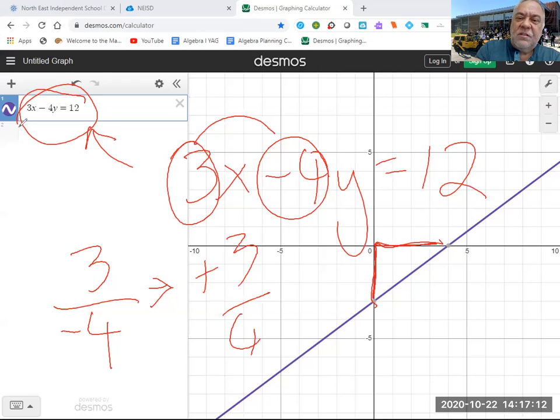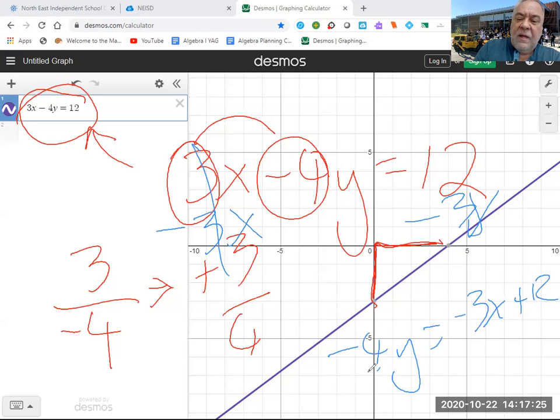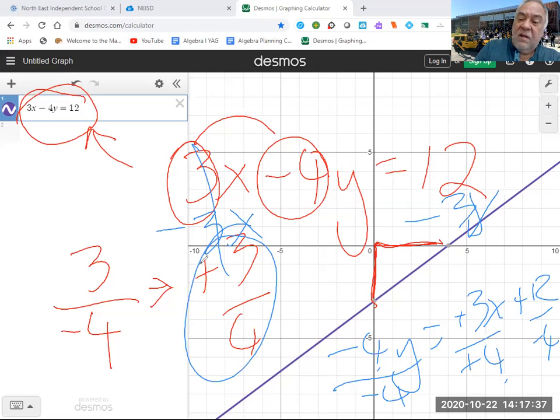You subtract 3x on both sides. The 3x's cancel, then minus 4y equals minus 3x. Then divide by negative 4. Negative over negative is positive. Positive 3/4. 12 divided by negative 4 is negative 3. Or you can do it that way. But that's how you do it.